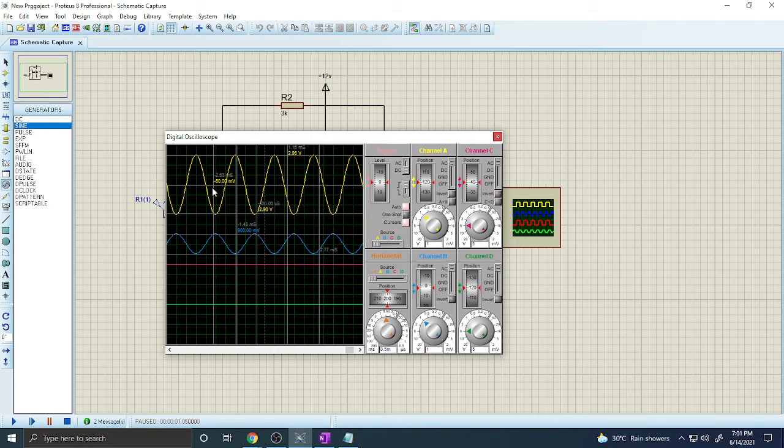Now from this 0 volt, this is a negative 3 volt and this is a positive 3 volt. Now peak to peak is 6 volt. Okay, so now using this cursor, we measure the proper amplitude and proper peak to peak value for this practical measurement.